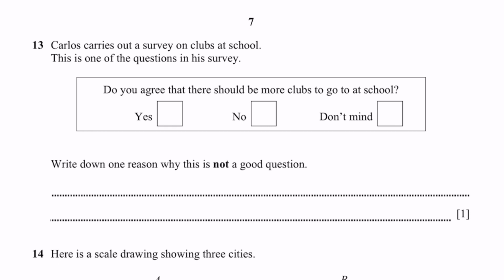Let's go to question 13. Carlos carried out a survey on clubs at school. This is one of the questions in the survey. Do you agree that there should be more clubs to go to at school? Yes, no, or don't mind. Write down one reason why this is not a good question. Well, over here it asks, do you agree? That means it's quite evident that Carlos agrees that there should be more clubs at school. So he thinks something and he's expecting you to agree to it, which means there is a source of bias.